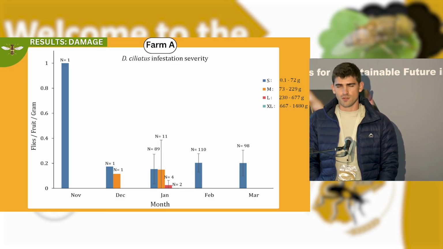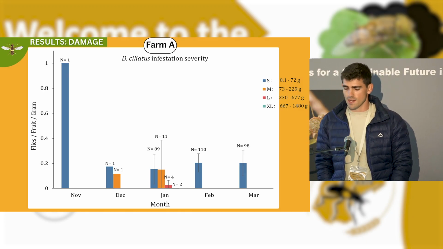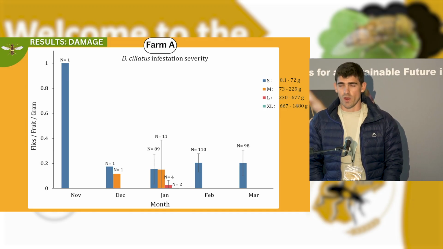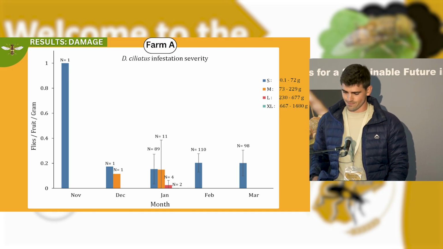Don't be alarmed with what you see at November. What you're observing is that only one butternut was infested, which weighed 15 grams, from which 15 flies emerged.